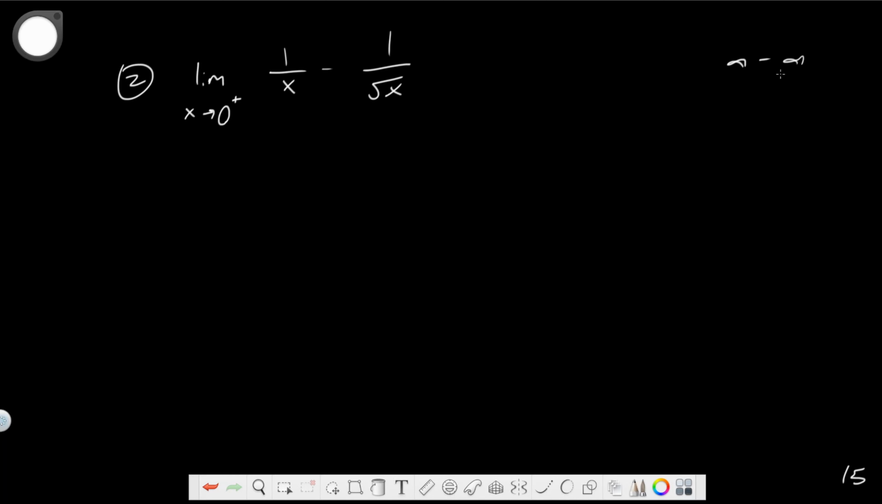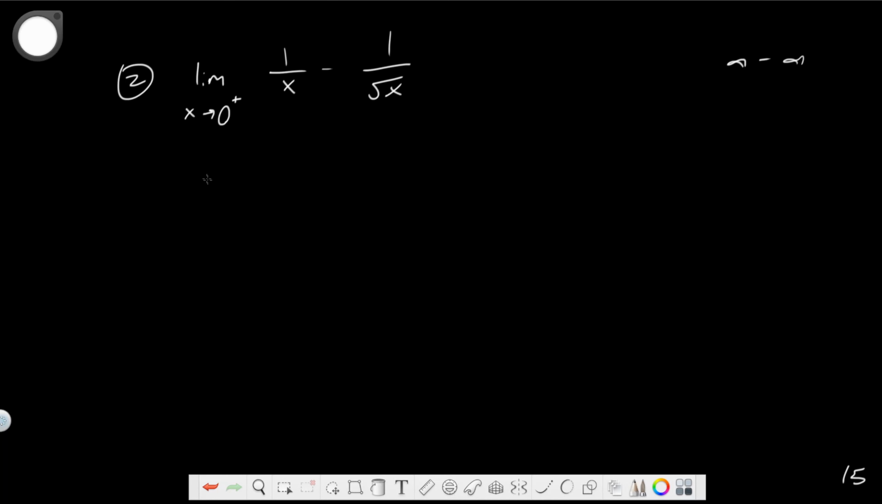Or I guess Dark Infinity. I don't want to say whether an infinity is good or evil. But this is indeterminate form. So I need to turn it somehow into 0 over 0 or infinity over infinity in order to use L'Hopital's rule. Take a second to think about how to turn this into L'Hopital's rule.